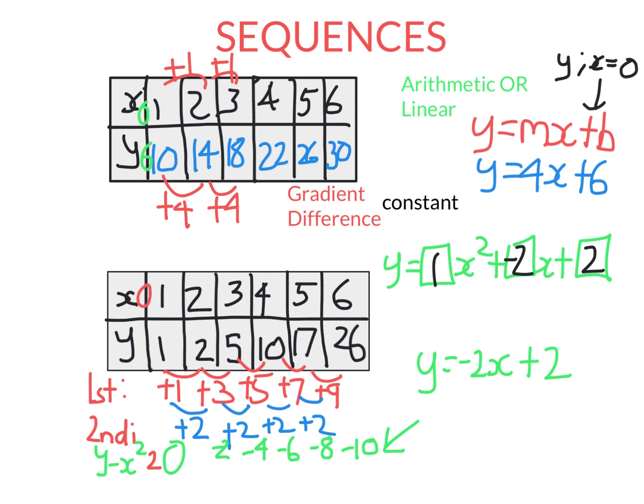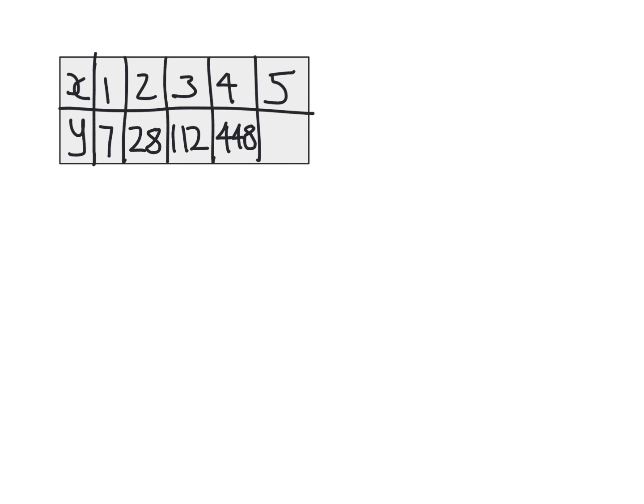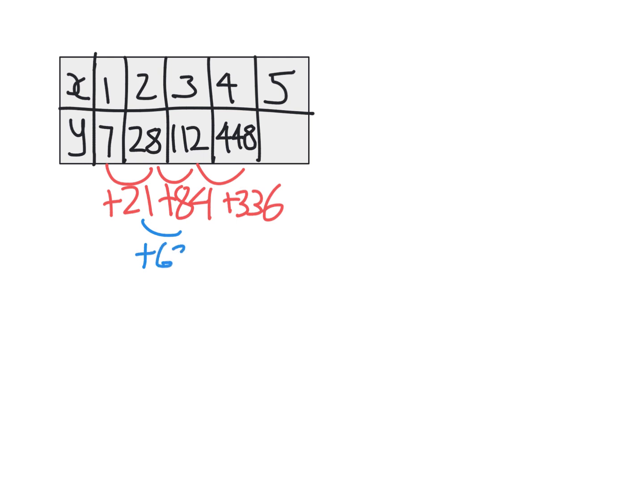All right, let's now look at another type of sequence. So let's look at what is happening here with this sequence. So once again, the difference is non-constant. So the y value is increased by 21, then it's increased by 84, then it's increased by 336, and so on. You can see that the y value is getting big very, very quickly. Now the second difference isn't common either. So the second difference here, we added 63 to get from 21 to 84, then we added 252. The second difference is not constant.